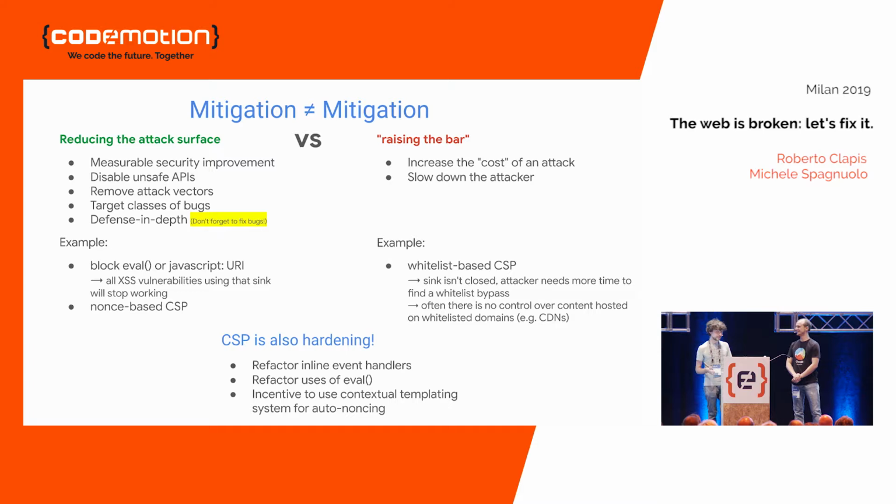Yes. So there are good mitigations and less good mitigations. We argue that the good mitigations are the ones that reduce the attack surface as a side effect. So they have a hardening side effect. When you introduce CSP, you also do a lot of hardening steps just to introduce content security policy. You remove inline event handlers, which are unsafe. You refactor uses of eval, which you shouldn't have in the first place. It's actually very slow also nowadays, so don't use it. It gives you an incentive, especially the nonce-based one, which we'll talk about later, to use contextual auto-escaping templating systems, which is good.